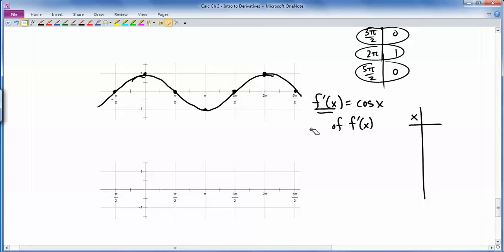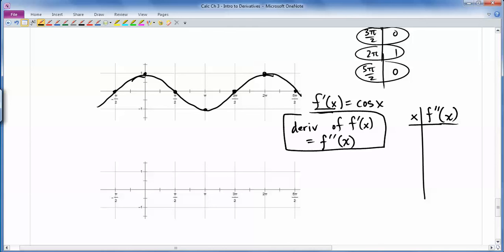Or the derivative, let's say, so we get used to using that term. So the derivative of f prime x, what we call that is f prime x, take its derivative. So it's f double prime x. And so that just means the slope of cosine x now. So we're making a chart with double prime values. And so those are the slopes of the slope function.